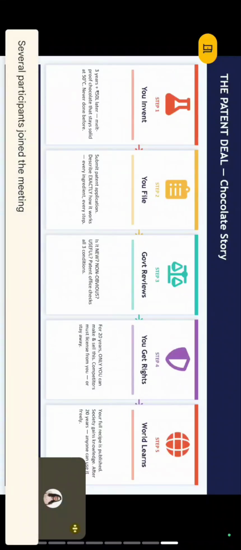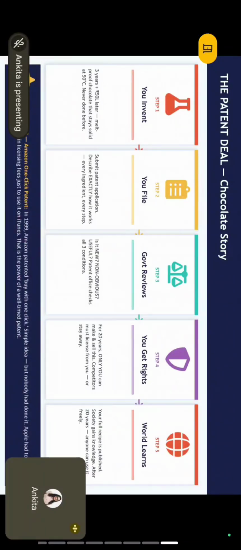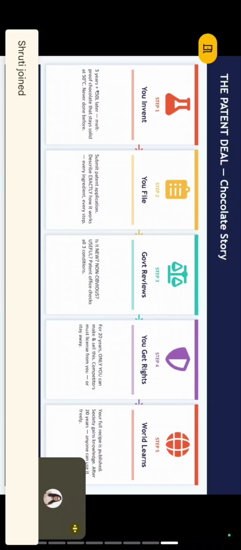The patent office, or the government, reviews your application and asks you 3 questions. The first question: is it new? The second question: is it non-obvious, is it genuine? And the third question: is it useful? And if all 3 answers are yes, then congratulations, you get your patent.